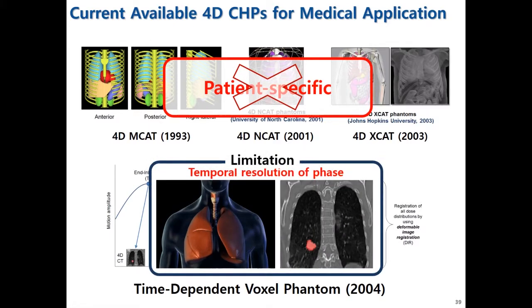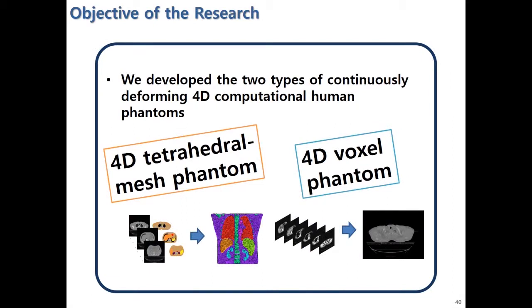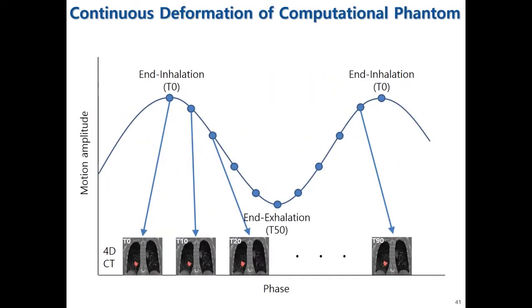The time-dependent voxel phantom that is generated based on patient 4D CT can represent patient-specific anatomy, but the respiratory motion is discrete because of the limited number of phases, and it may cause some error in dose calculation. Hence, we developed two types of phantom that feature patient-specific anatomy and continuous respiratory motion: 4D tetrahedral phantom and 4D voxel phantom.